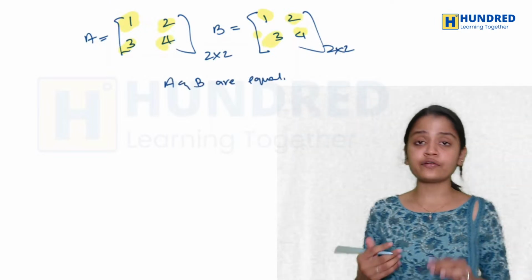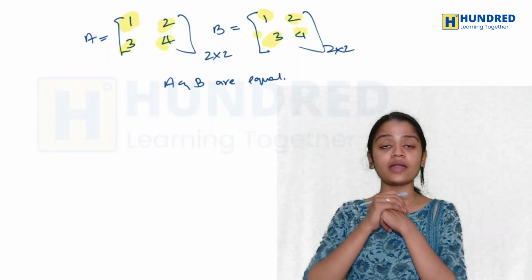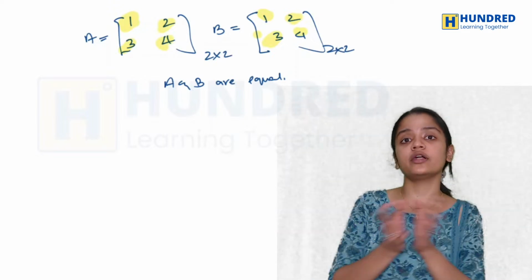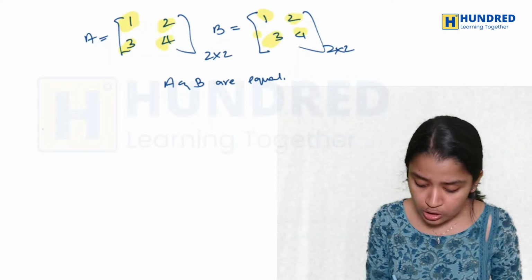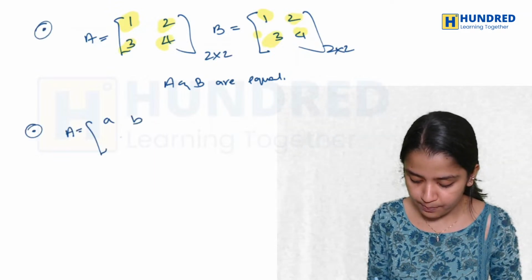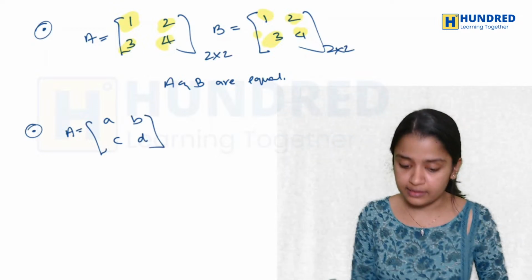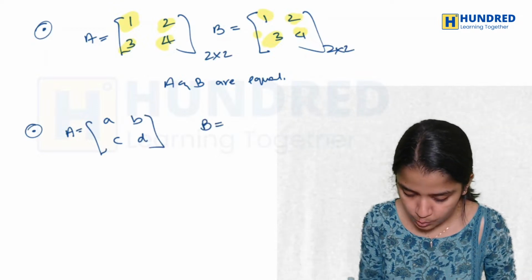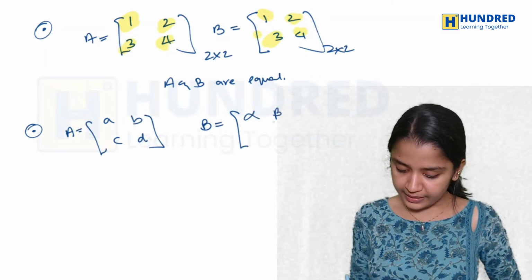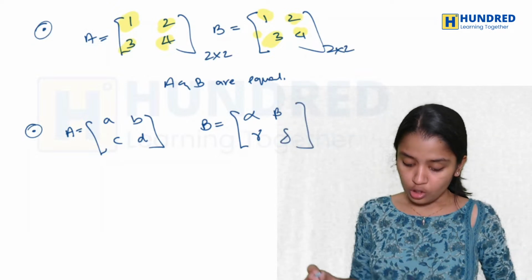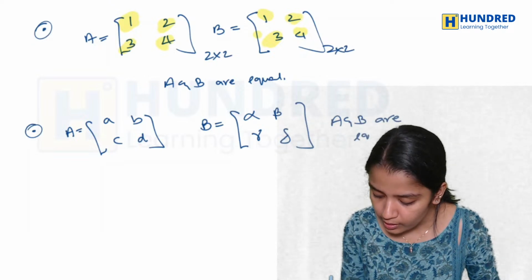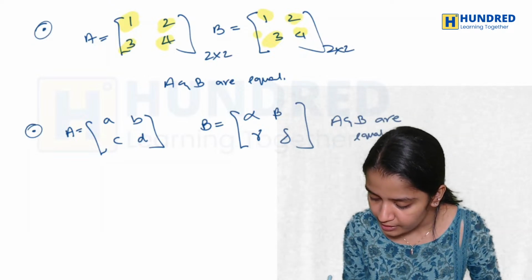What if I tell you that the A and B matrices are equal? What do you conclude? You can conclude that their corresponding elements are also equal. I'll give you an example for that also. Let me have a matrix A with elements a, b, c, d. And I have a B matrix with alpha, beta, gamma, and delta. And I'm saying A and B are equal matrices.